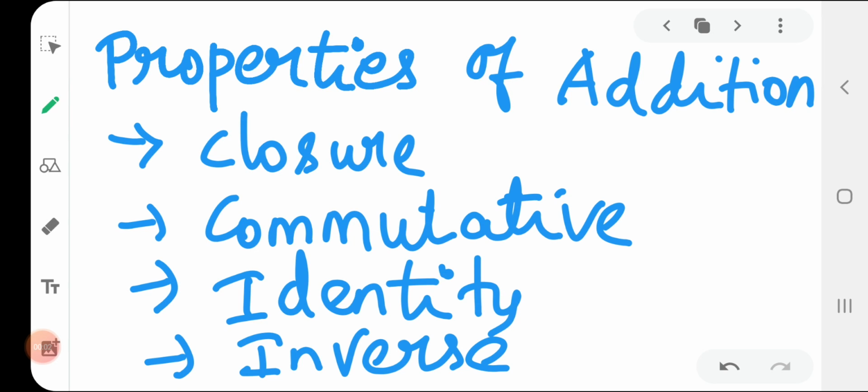Students, now we are going to see the properties of addition in the integer number set. Properties of addition means we have more properties based on the operation addition in the integer number set. So, the first property is closure. Closure means nothing but it is closed.